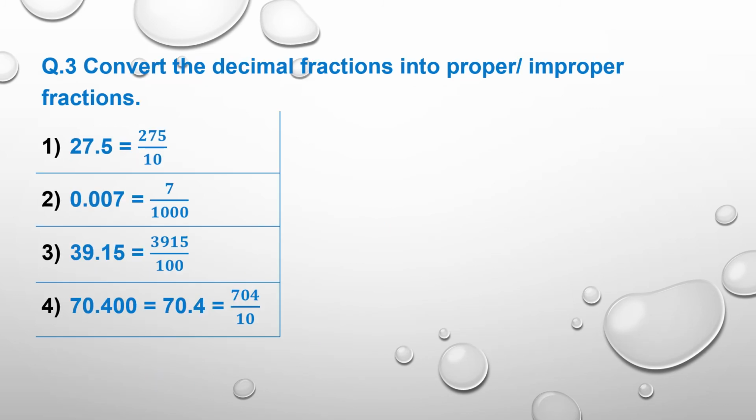Question 2. Convert the decimal fractions into proper or improper fractions. First, 27.5 is equal to 275 upon 10. Second, 0.007 is equal to 7 upon 1000. Third, 39.15 is equal to 3915 upon 100. Fourth, 70.400 is equal to 70.4, which is equal to 704 upon 10.